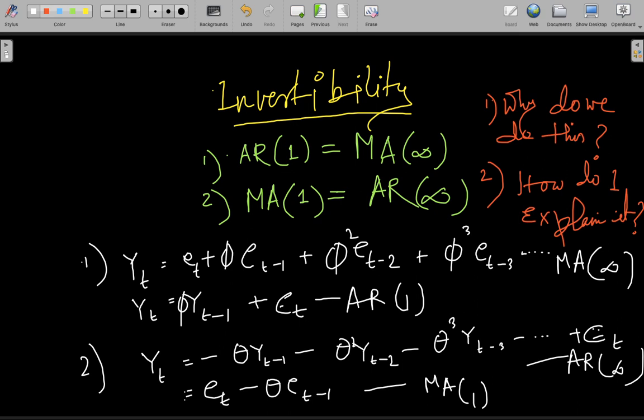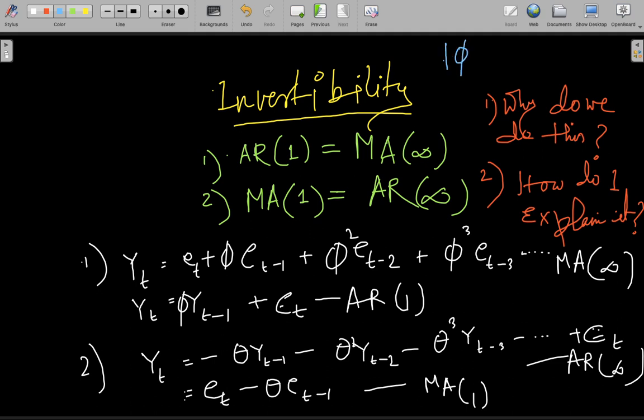The first part is not as helpful, because it is more likely to show the symmetry, that I can convert an AR1 series also to an MA infinity series, right? And in both the cases, we have seen that two conditions need to be fulfilled. Otherwise, you cannot really do it.